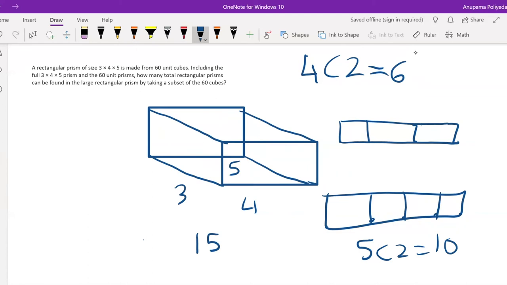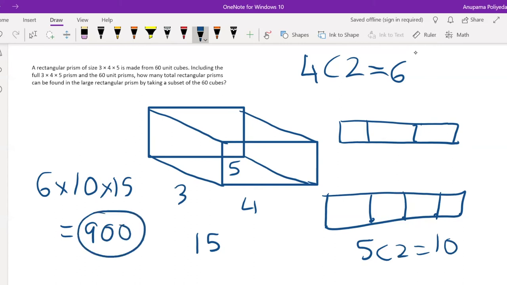So now we have the number of ways to choose a segment for each dimension. And now we can just multiply it. 6 times 10 times 15 is the number of ways to choose a segment for each dimension. So we multiply it for all the dimensions, and we get the number of possible prisms, or 900, which is why it's impossible to physically count all the prisms.